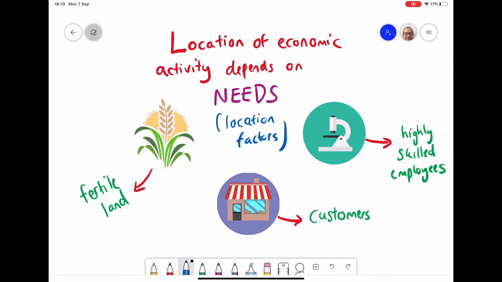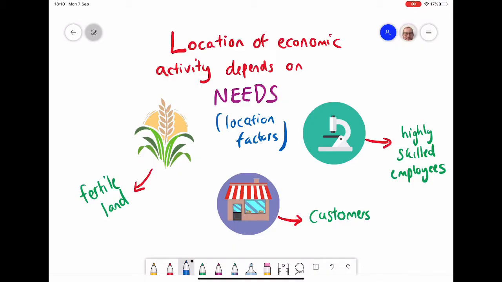So we talked about the fact that there are different types of economic activity, and economic activity doesn't just spring up in a random location. They have very specific locations, and the activity is often tied to those locations depending on what it needs. So if we've got commercial farming, that is often going to be in an area where there is lots of fertile land because it needs that to be able to be successful.